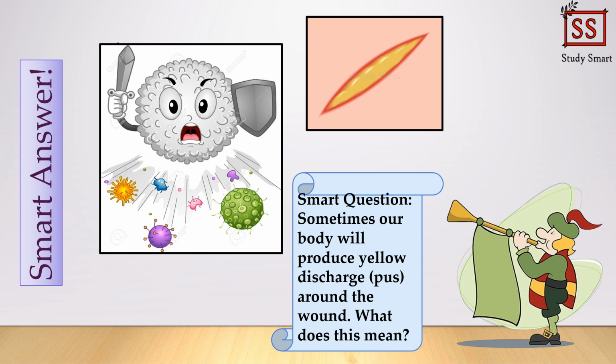Alright, let's discover the answer now. What is pus? Pus is actually formed when the white blood cells that are fighting against the pathogen unfortunately lose the fight. So your white blood cells have lost the fight against the pathogen. This is when the pus will start to form. Pus is dead white blood cells building up at the site of the infection. So that is what we call pus.